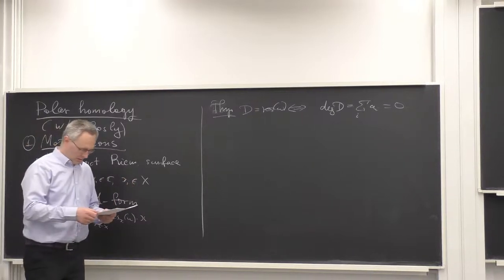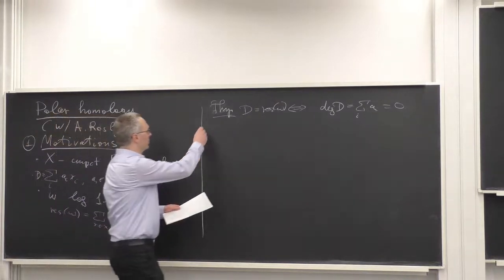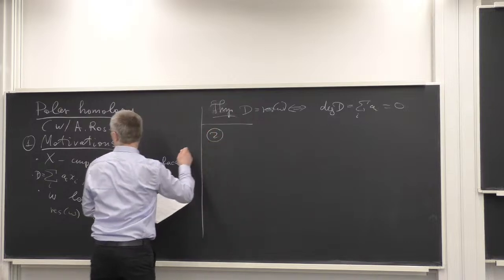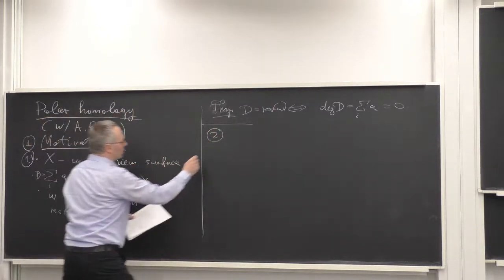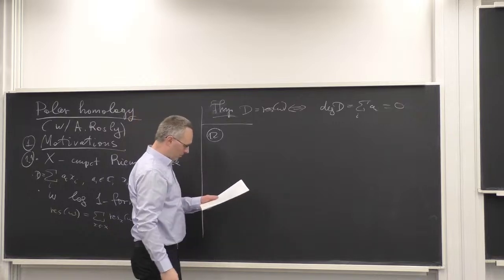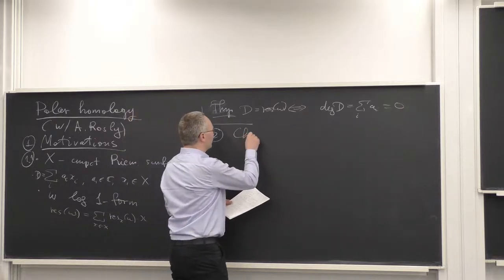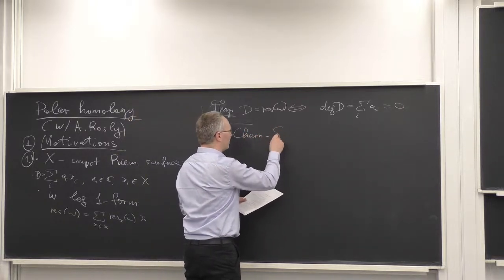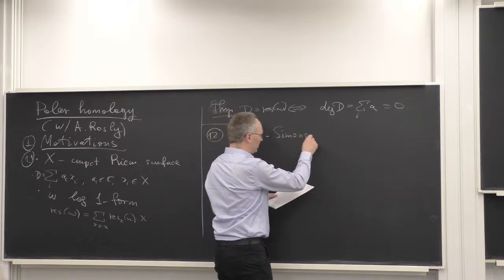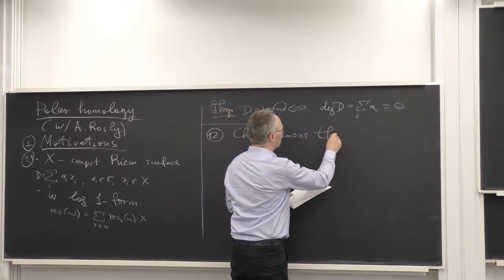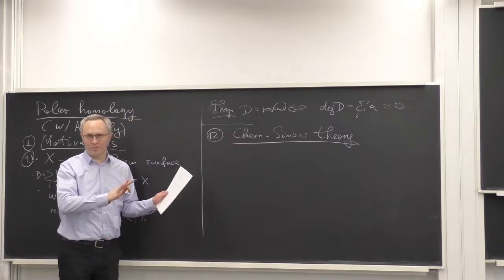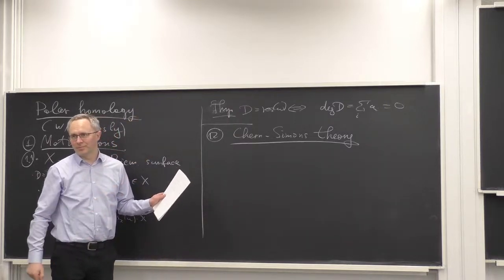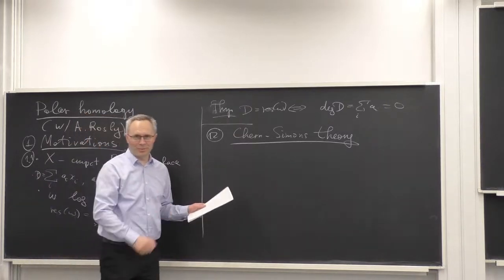Okay. Now, a totally different motivation for this thing. So the second motivation, it was 1, now 2, comes from Chern-Simons theory. Well, Chern-Simons theory is a big theory. I will speak about only a tiny part of it. Okay. Chern-Simons theory, again, I'm not pretending that I will describe all of it, just a very small piece of it.